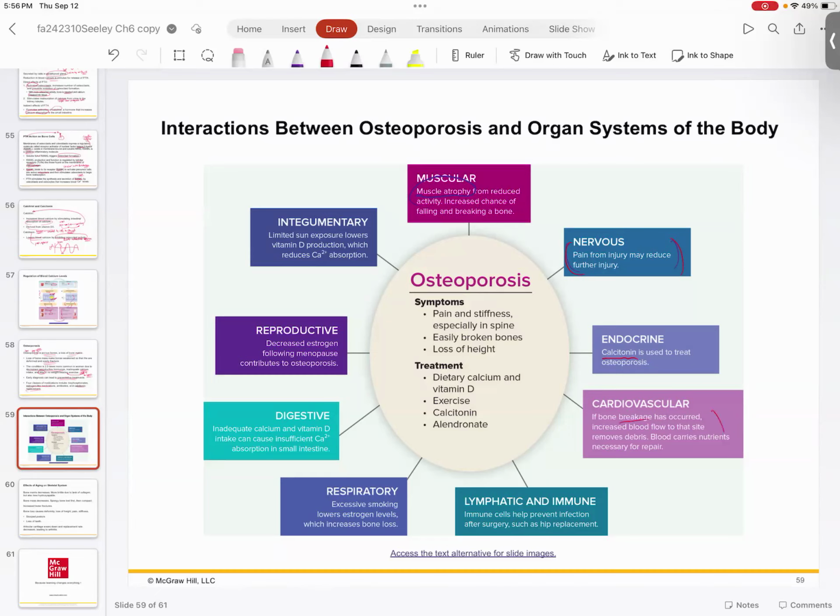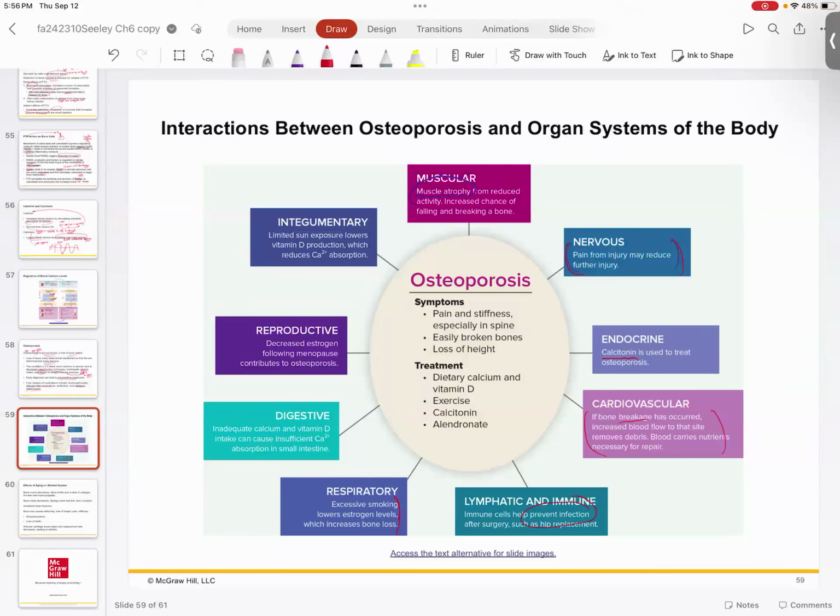is necessary for repair. So your cardiovascular system feeds into that for bone breakage. The lymph and immune system will typically help you prevent infection if you have, for instance, hip replacement surgery or something of that nature. For the respiratory system, excessive smoking typically lowers your estrogen levels, so it creates a pseudo-menopausal scenario, which will perpetuate osteoporosis. So typically nothing good comes from smoking. I mean, literally nothing good comes from smoking physiologically. It's the worst thing you can do for your health.